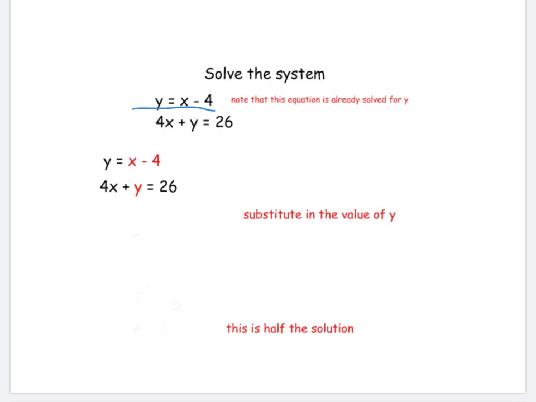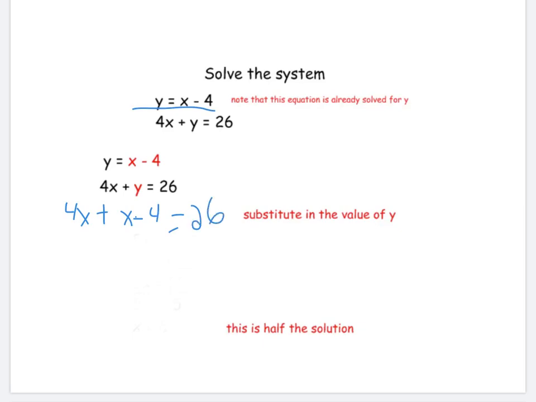So in our other equation, 4x plus y equals 26, we can substitute the value of y in where the y goes. If you notice, I color-coded it. So I have y equals x minus 4. Every time in the second equation where there's a y, I'm going to substitute or replace y with the value x minus 4. So I would have 4x, and then I'm replacing y with x minus 4, so plus x minus 4, and that's still equal to 26.